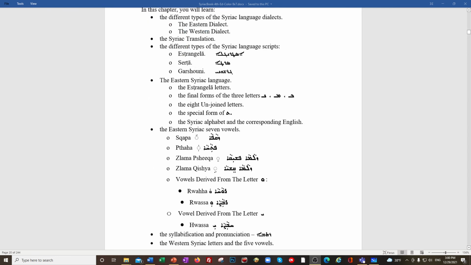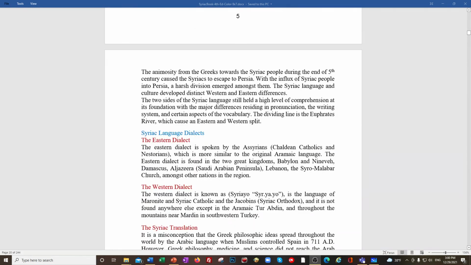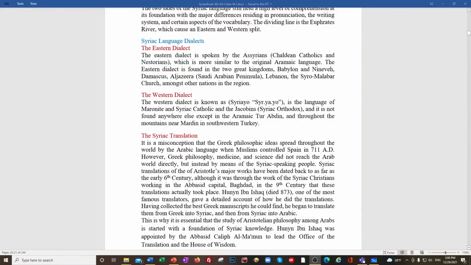Okay, again, this is how we're going to review it. It's very clear. In the first 2 pages of this chapter, it's going to teach you about the 2 kinds of dialects we have in the Syriac language, the Eastern and the Western. However, this book is designed for the Eastern Dialect, so we're going to study the Eastern Dialect in this book. We're going to learn how the letters and the 5 vowels work in the Western Dialect, but we're not going to study those. We're just going to mention them somewhere in the book.